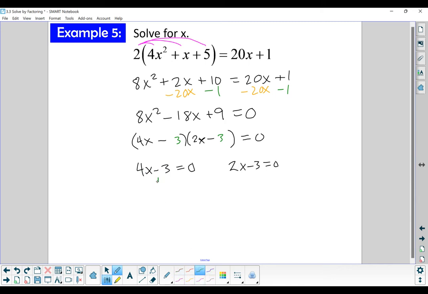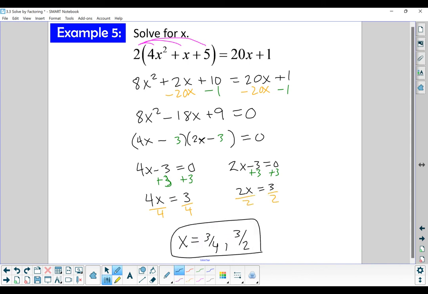So add the 3 here, and then we need to divide by the 4. So we get 3/4. And then over here, we also need to add the 3, but this time we just need to divide by 2, so 3/2. And leaving your answer in fraction form like this is perfect. You don't need to turn those into decimals or anything.